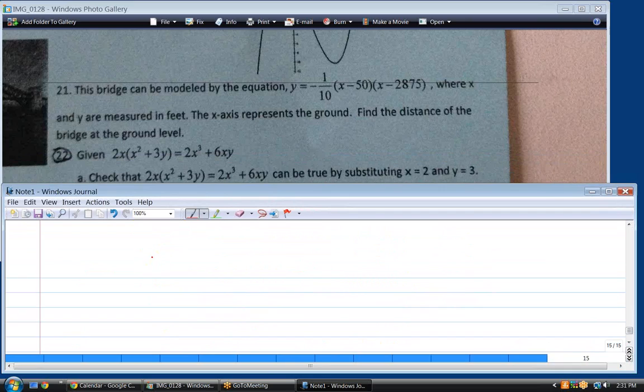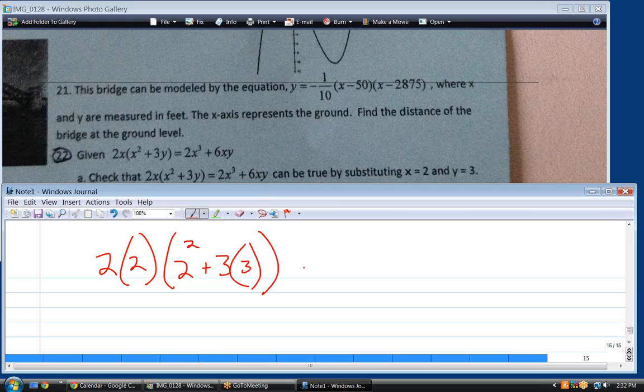So substitute x equal 2 and y equal 3 into either this or this. They're both the same. Well, the first thing you really want to do is just to rewrite it. In other words, wherever you see x, plug in 2. Wherever you see y, plug in 3. Then we'll figure out what it is.